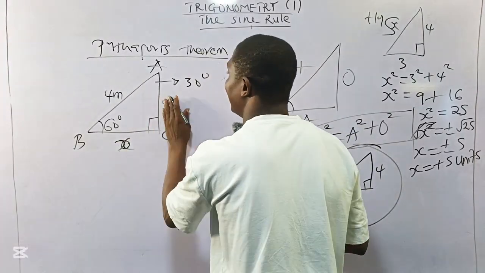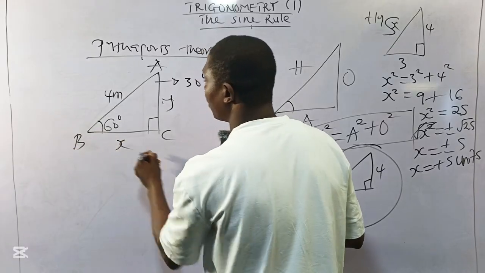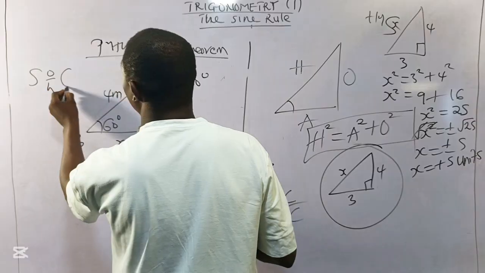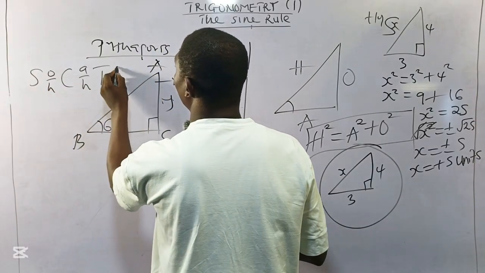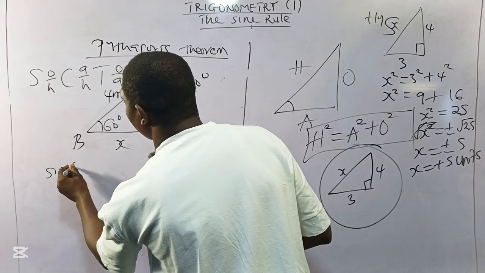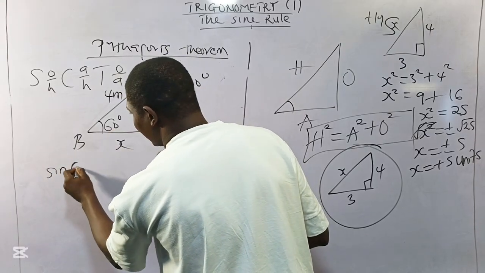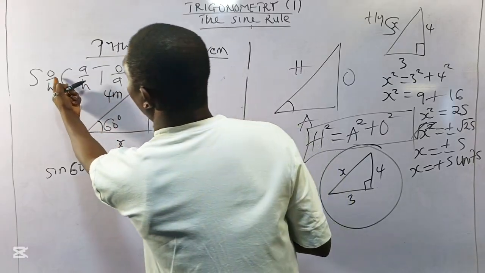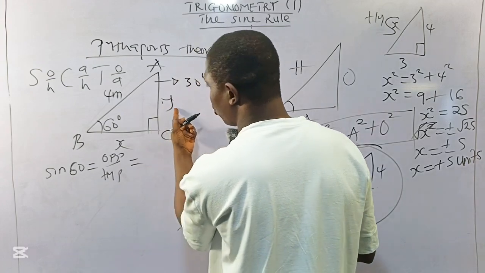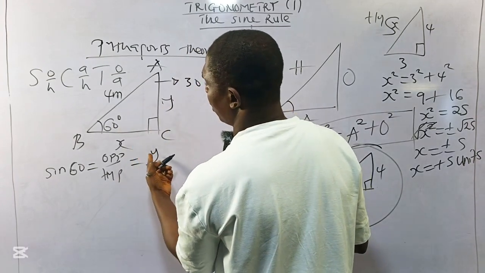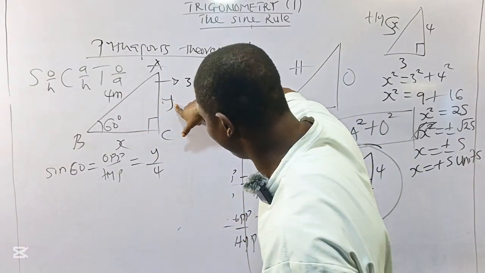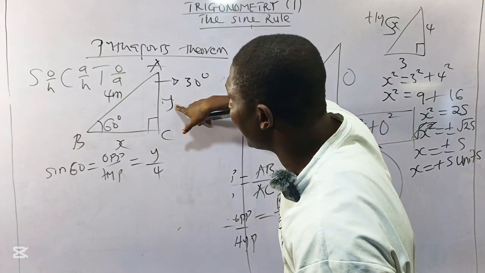Let me take this as x, and take this as y. To get my y, using SOHCAHTOA, this simply means my sine of this 60 degrees, I'm focusing on 60 degrees, will be equal to opposite over hypotenuse. And my opposite here, using this angle, is y. And my hypotenuse is given as 4.